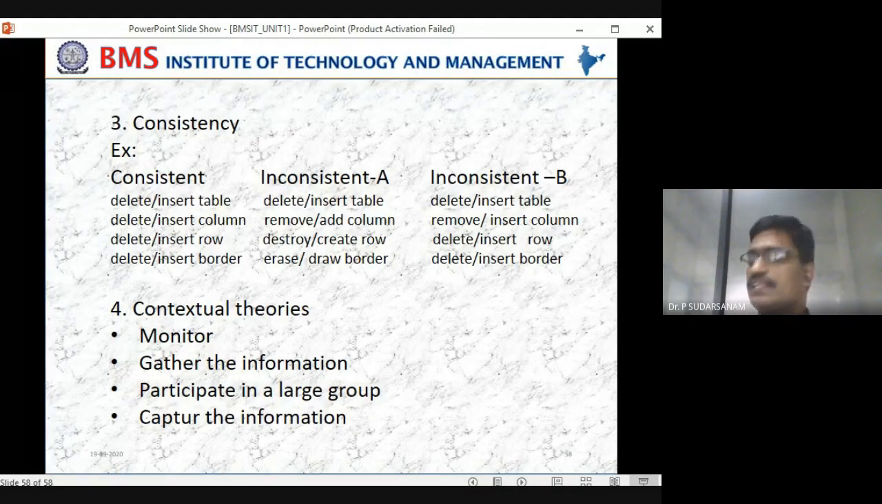So these are the theories. Theories are nothing but the four points I told you. One is called stages by levels. Second is stages of action models. Third is called consistency. And the fourth is called contextual theories. So these are the theories. This is the first unit.